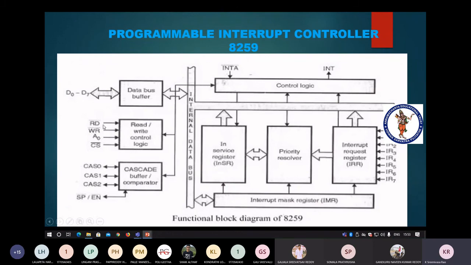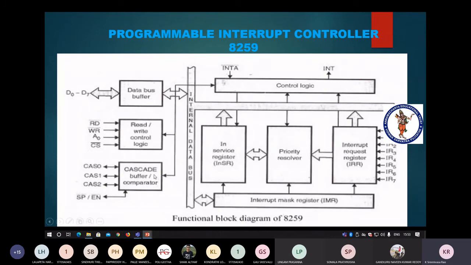Read bar. Whenever it is low, you can read the data from the selected device by the processor, or you can read the status of 8259 in a status register. Write bar signal: whenever the write bar signal is active, the processor sends the data towards the respective device, or it writes the instruction, writes the data in a command word or control word register.